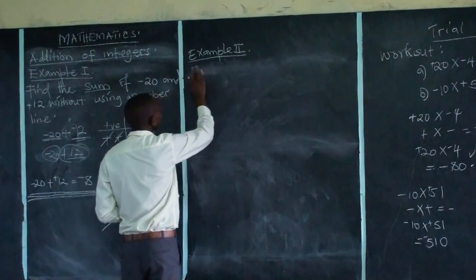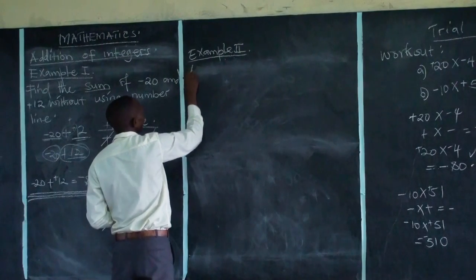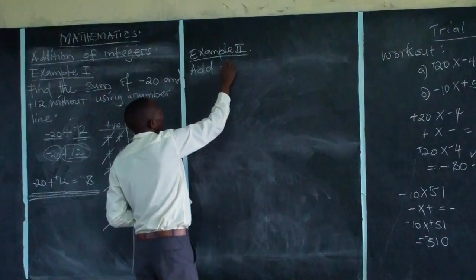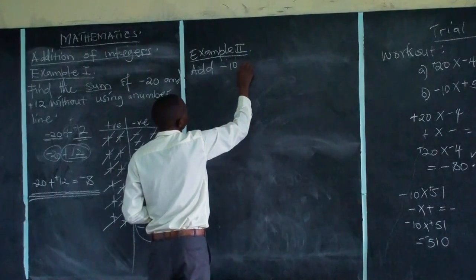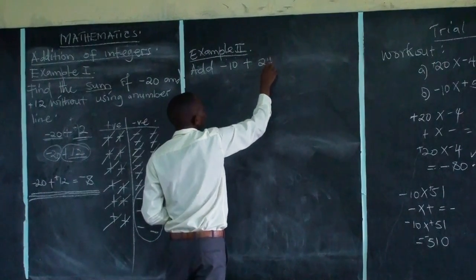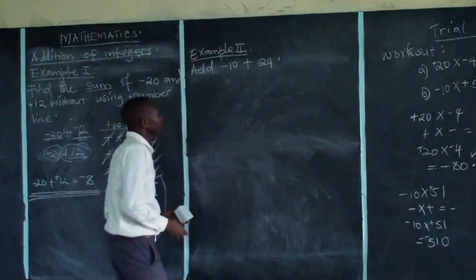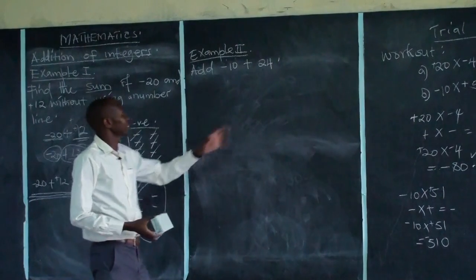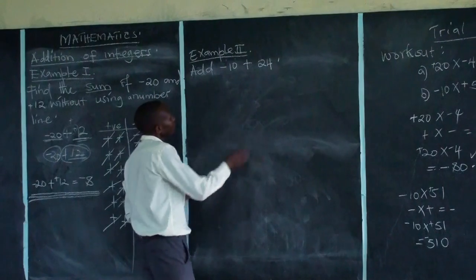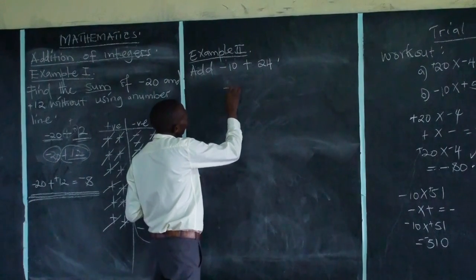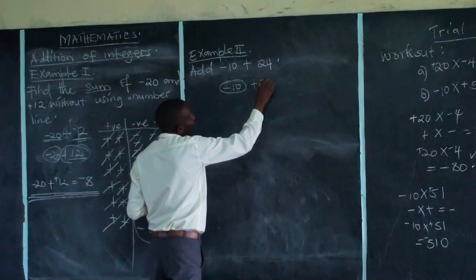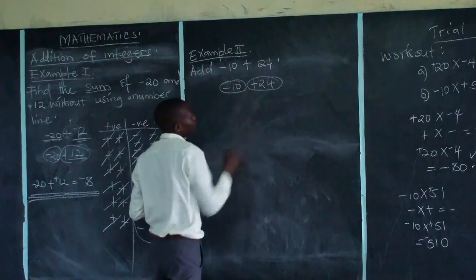So when we come to the second example about this, we shall say, add negative 10 or plus 24. There is one thing you have to put in mind. We said any number without a sign is a positive number. So what we need to do here is to identify this. I'll say I have negative 10, then at the same time we have positive 24.